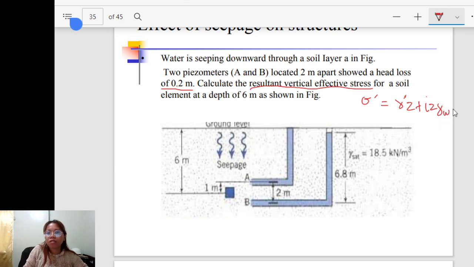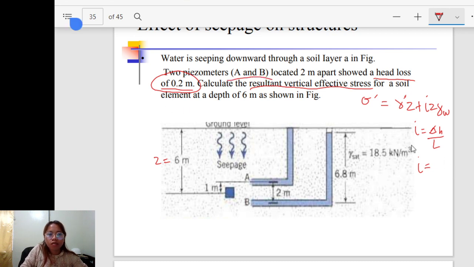the unit weight of the water. But at 6 meters, between A and B, the Z here is actually equal to 6 meters. But there is a head loss between A and B. Remember, i is equal to the head loss, delta H over L.